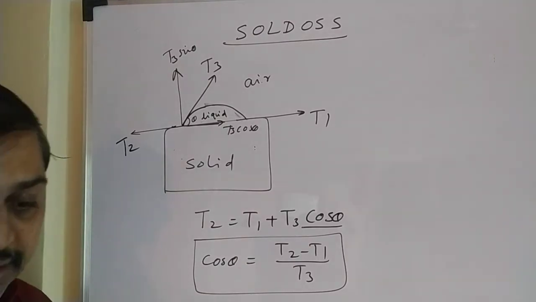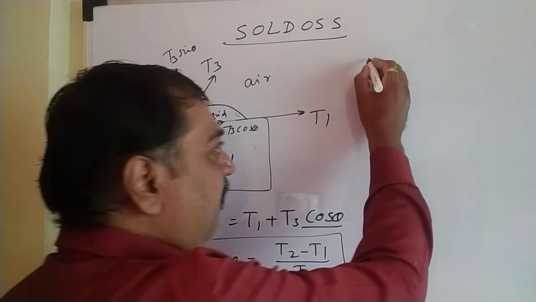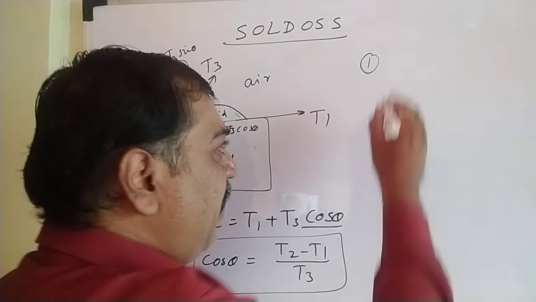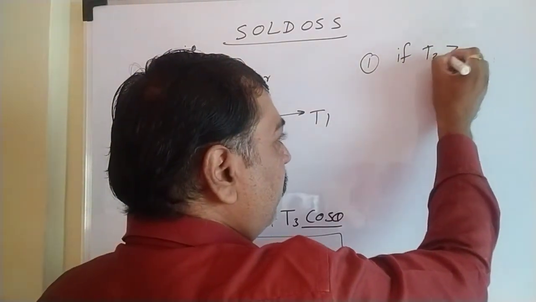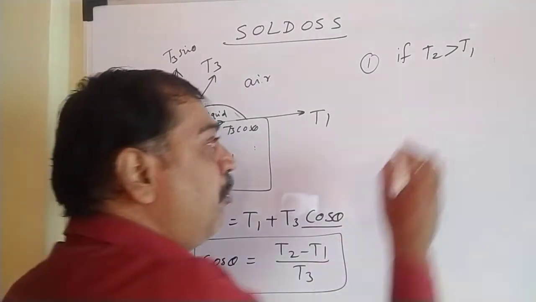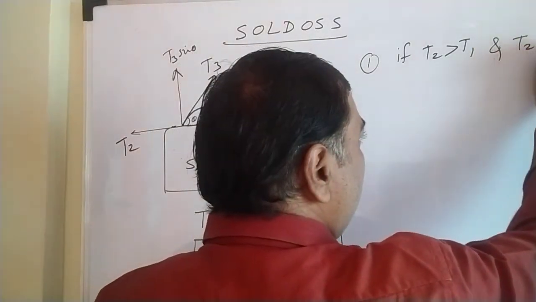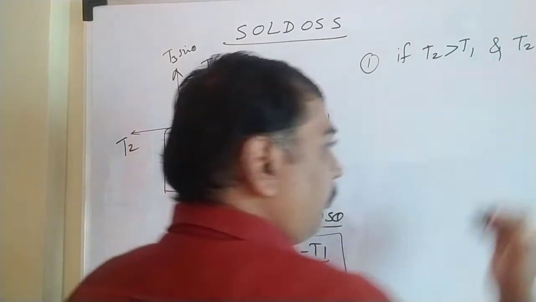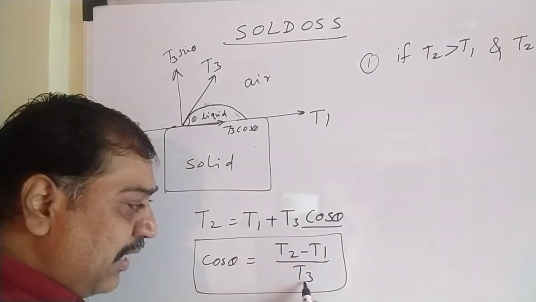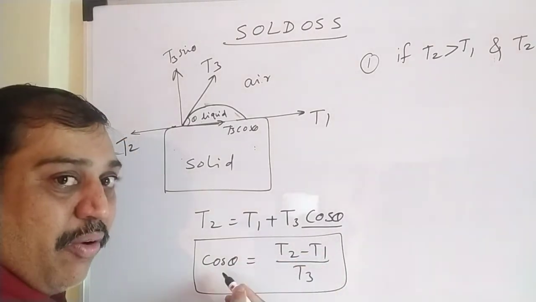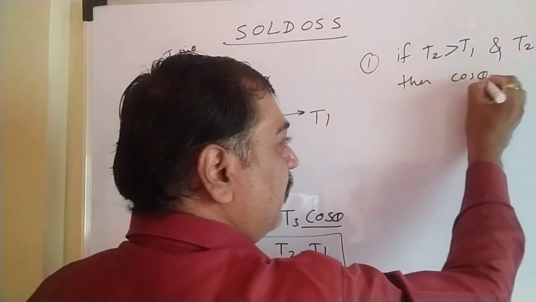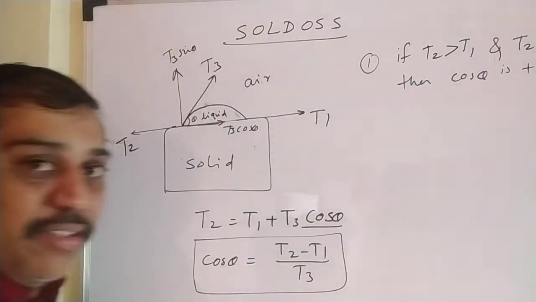Now from this there are some conditions that we have to see. So let's start with the first condition, as given in your book. If T2 is greater than T1, and T2 minus T1 is less than T3. Put this here: T2 is greater than T1, so the numerator is positive, and it is less than T3, so the fraction is less than 1. Then cos theta is positive, with a value less than 1.